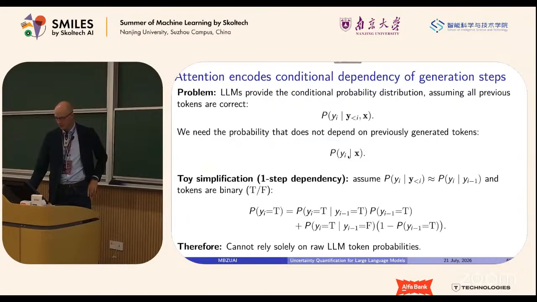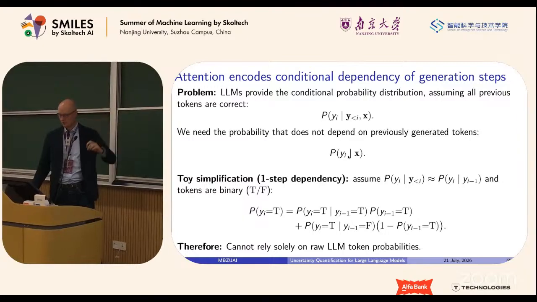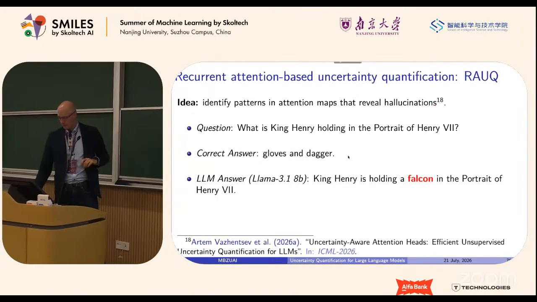I will skip this part: that attention can be a proxy for understanding the conditional dependency between generation steps, and you can leverage that to improve your uncertainty scores as well.